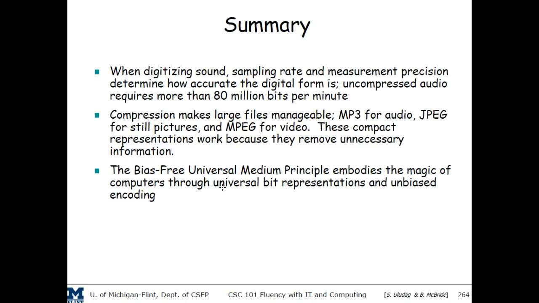When digitizing sound, sampling rate and measurement precision determine how accurate the digital form is. Uncompressed audio requires more than 80 million bits per minute. Compression makes large files manageable, like MP3 for audio, JPEG for still images, and MPEG for video. These compact representations work because they remove unnecessary information, because they are lossy compression algorithms. The bias-free universal medium principle embodies the magic of computers through the universal bit representations and the unbiased encoding.